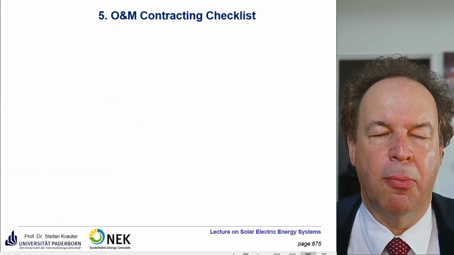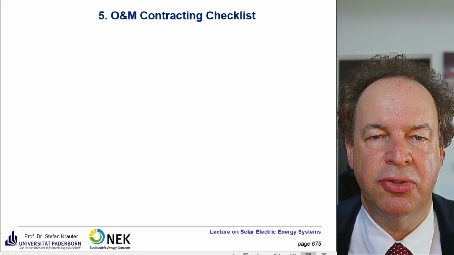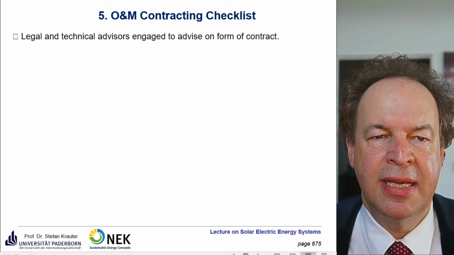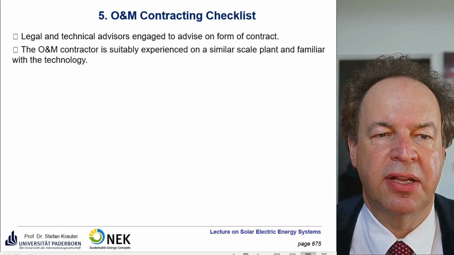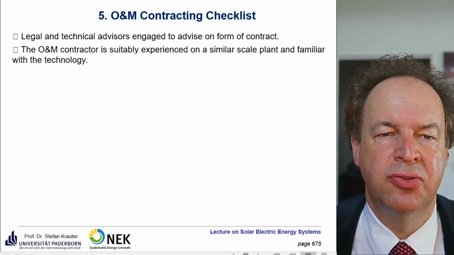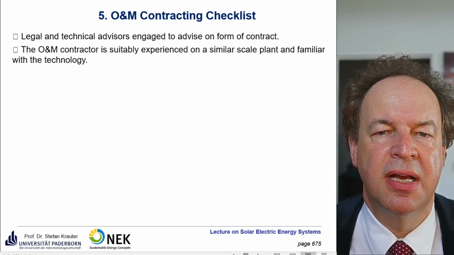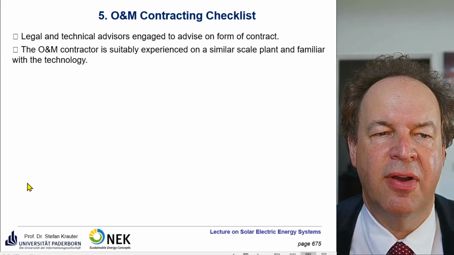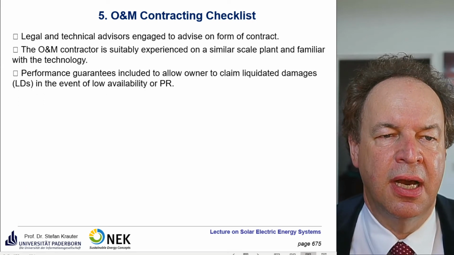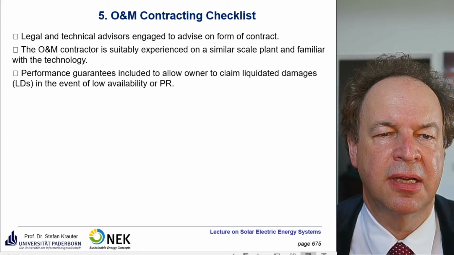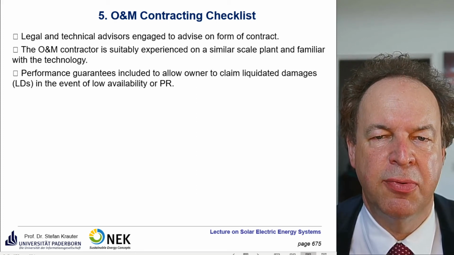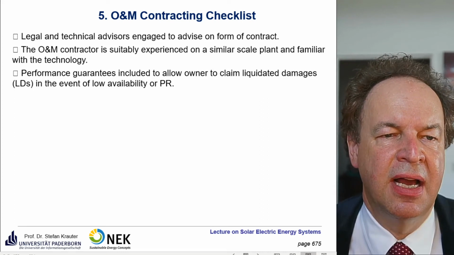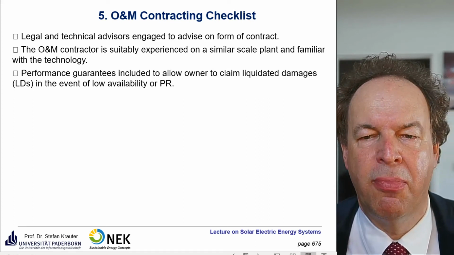So now the operation and maintenance contracting checklist. Legal and technical advisors are engaged to advise on the form of contract. The O&M contractor is suitably experienced on a similar scale and plant and familiar with the technology. Performance guarantees are included to allow the owner to claim liquidated damages, LDs, in the event of low availability or low performance ratio.